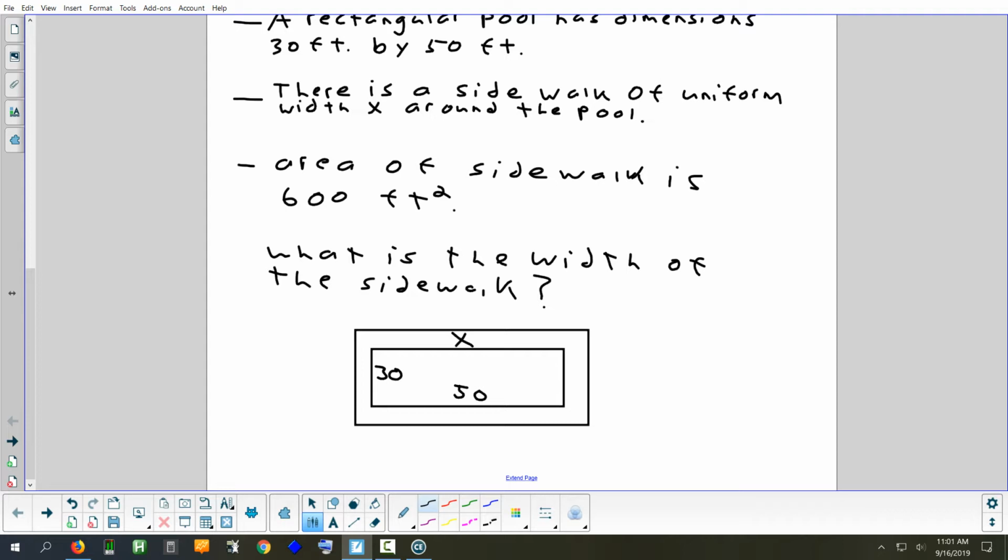All right. So we're dealing with rectangles and area. So we're going to need the formula for area of a rectangle. What's the formula for area of a rectangle? Length times width. Right, now I'm going to give you a little bit of a hint.